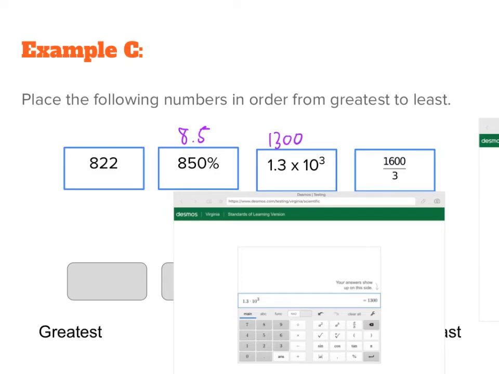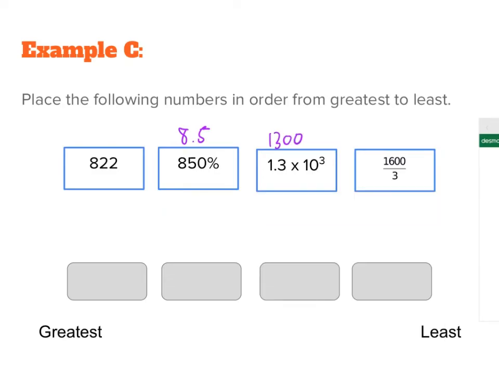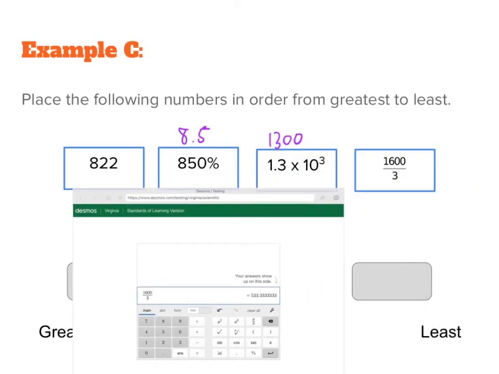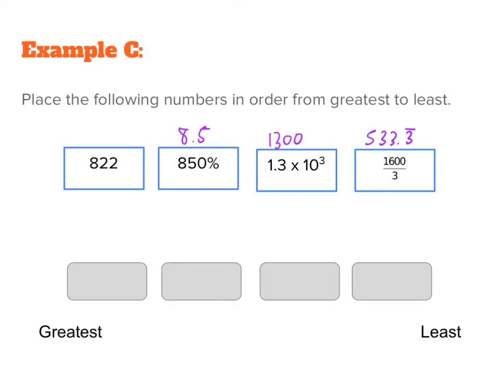And then our last number there is 1,600 thirds, which is the same as 1,600 divided by 3. So we could type in our calculator 1,600 divided by 3, or we could type it in as a fraction, 1,600 over 3. And either way, it's going to give us 533.3 repeating. So let's go ahead and record that. So now that we have all of our numbers written out, all we need to do now is place them in order. So we can see that 8.5 is probably going to be the one as our least, so we can start with that over on our least side.